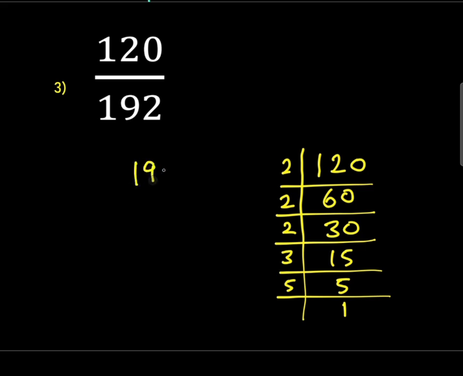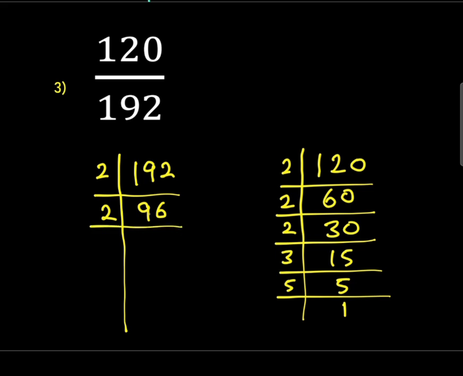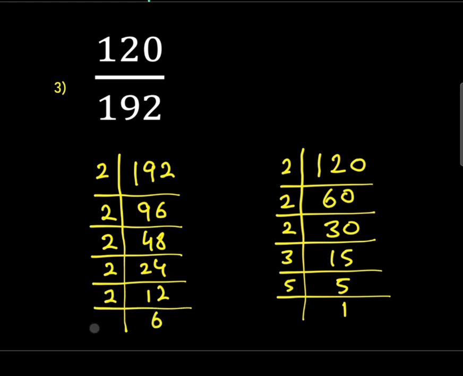Also, we factor 192 to its prime numbers. Divide by 2, we get 96. Divide by 2, we get 48. Divide 48 by 2, we get 24. Divide 24 by 2, we get 12. Divide 12 by 2, we get 6. Divide 6 by 2, we get 3. And divide by 3, we get 1.